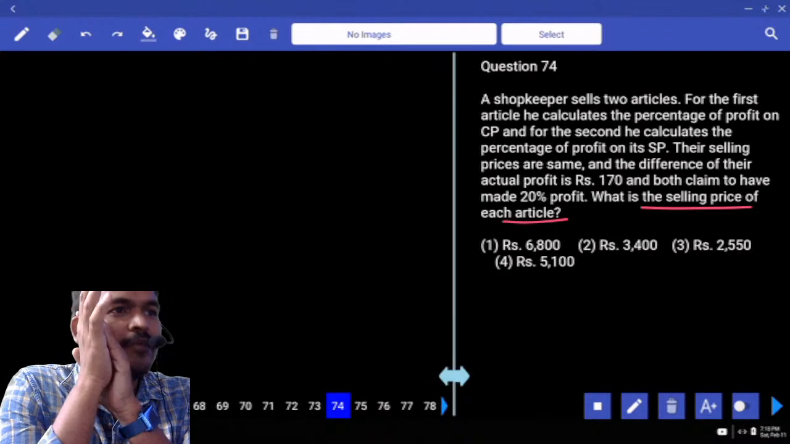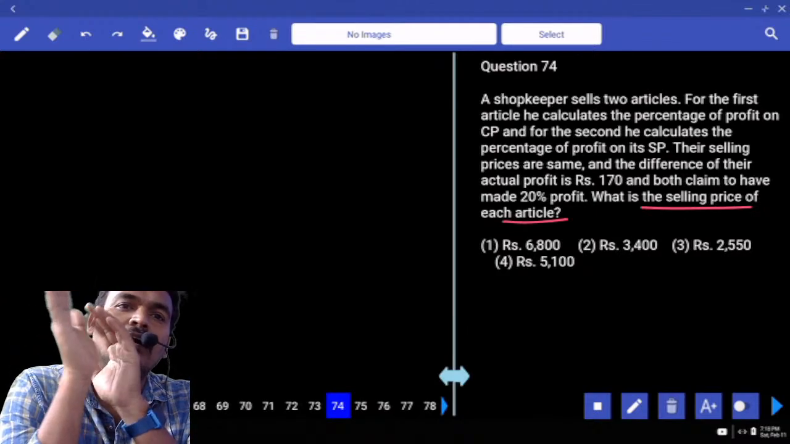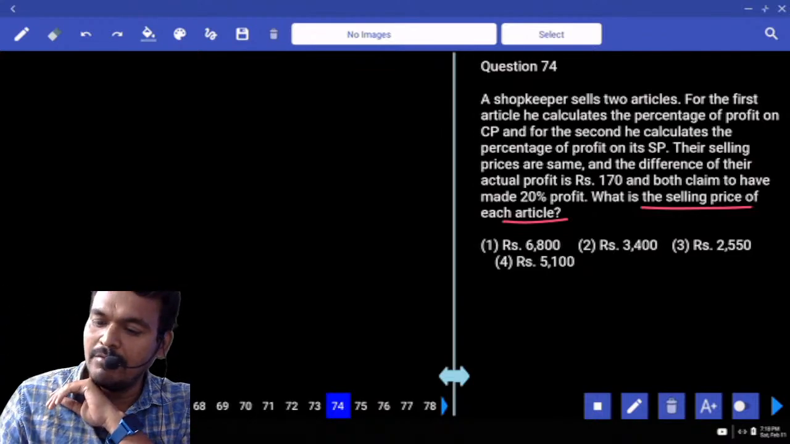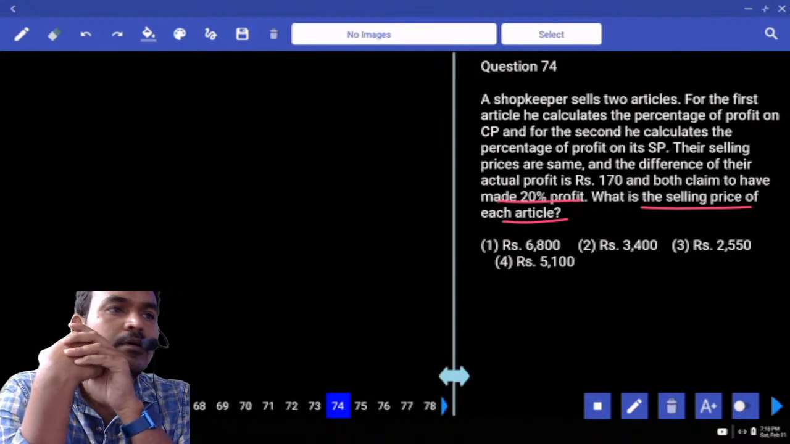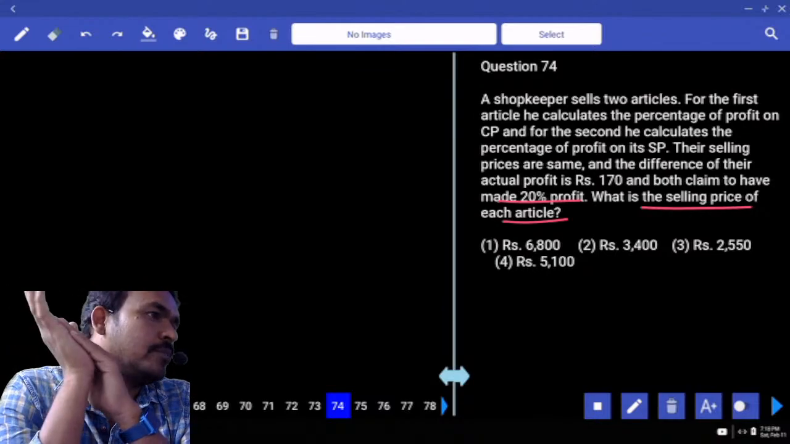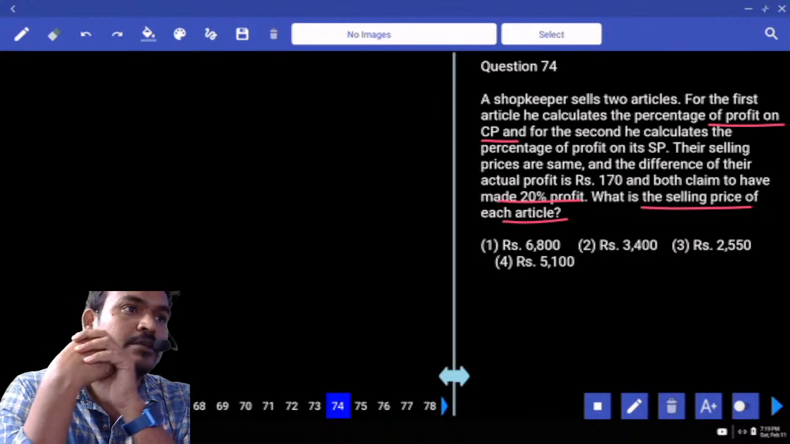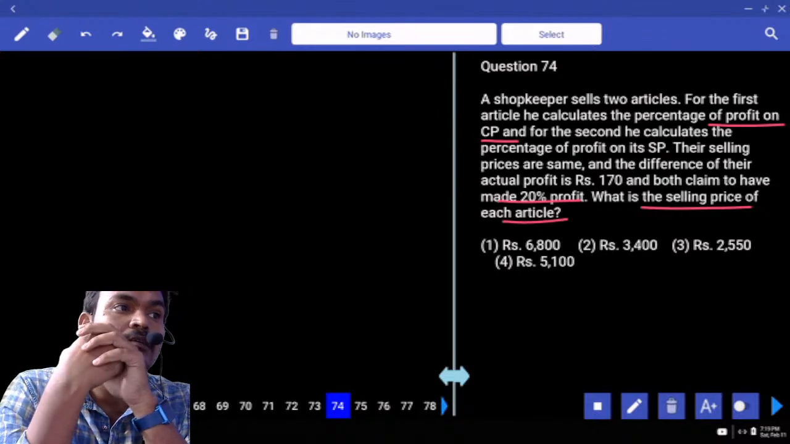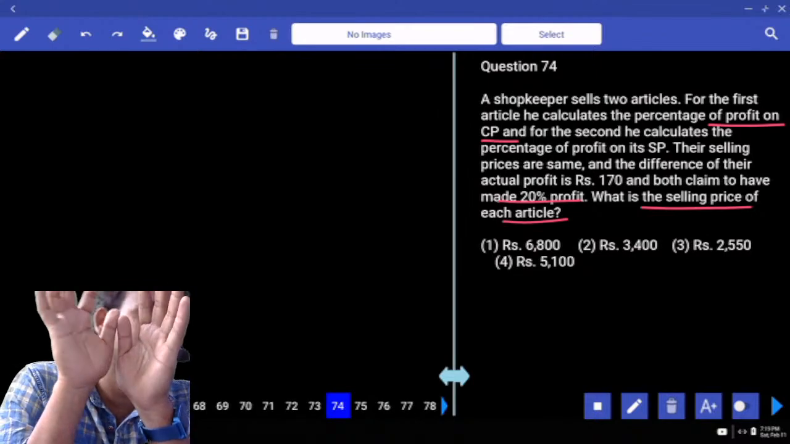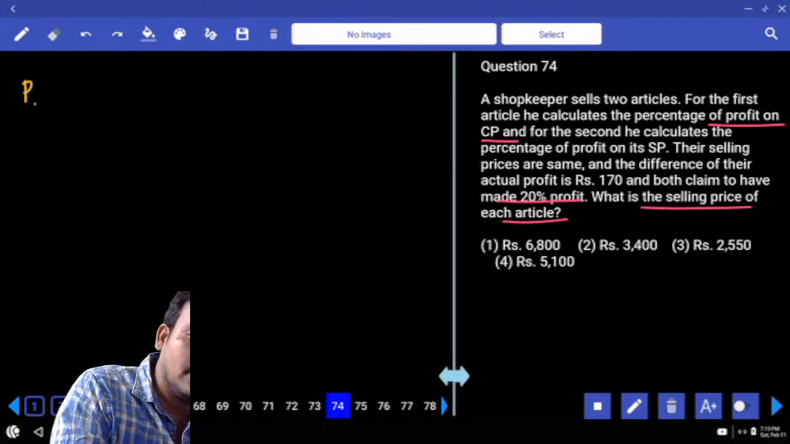The cost price of every article is always how much percent? 100%. Means first article cost price 100%, second article cost price also 100%. But every article has how much percent profit? 20% profit. But first article profit is calculated on which one? Cost price. But second article profit is calculated on selling price. And one more, selling prices of both the articles are the same or different? Same. Okay.